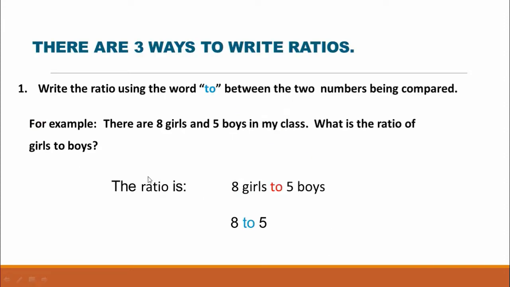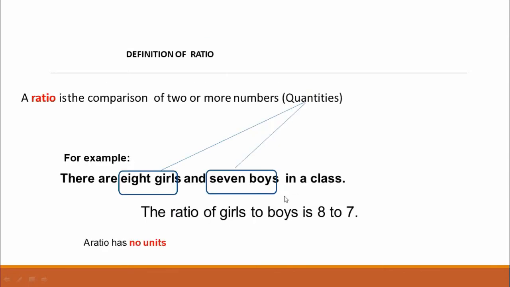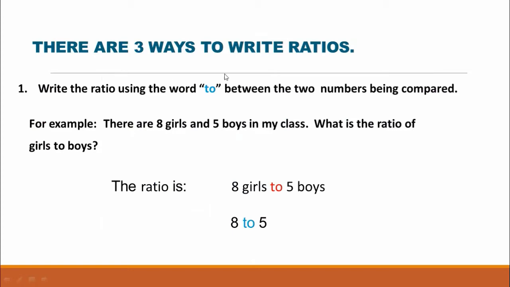Now, since I have told you in the previous slide that there are no units for ratios, I want to tell you that there are three ways to write ratios. Number one, write the ratio using the word "to" between the two numbers being compared. When we compare two numbers, we write this word "to". This word "to" represents the ratio between the two quantities.